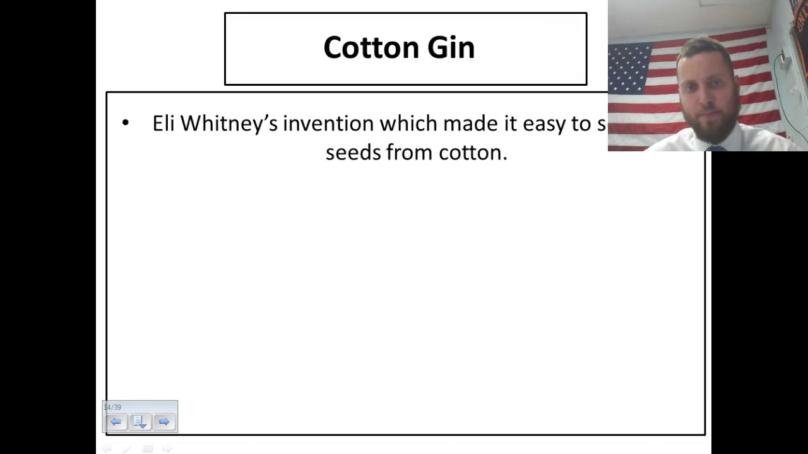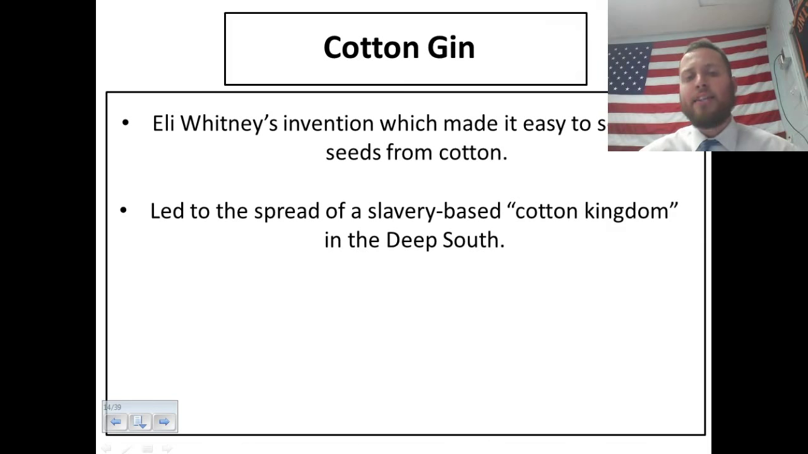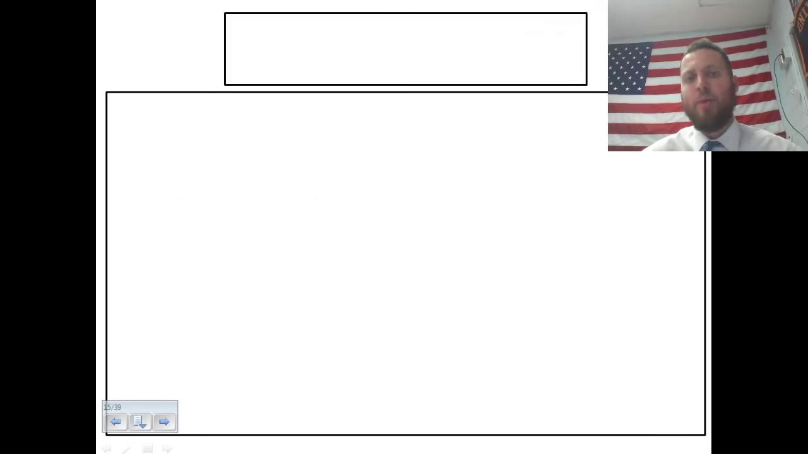Okay? Cool. Hey, this led to the spread of a slavery-based cotton kingdom in the Deep South. So because you have the cotton gin, you have more slavery. Because it's one thing to clean it, but you need to pick more raw, dirty cotton. So you need more slaves to do it. That's why the cotton gin led to an increase of slavery in the Deep South. All right, put that card away, get a new card.